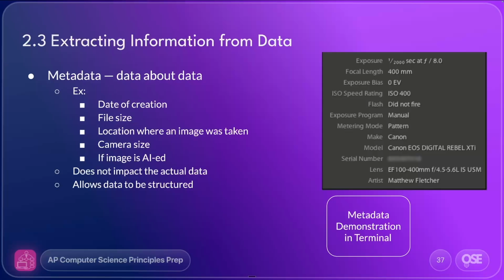Next, metadata. Metadata is data about data. For example, date of creation, file size, location of where an image was taken, camera size, and whether the image is AI'd. For example, Apple Intelligence adds a piece of metadata. And this does not impact the actual data. And this allows the data to be completely restored. Here's a demonstration of the metadata for a photo over there.